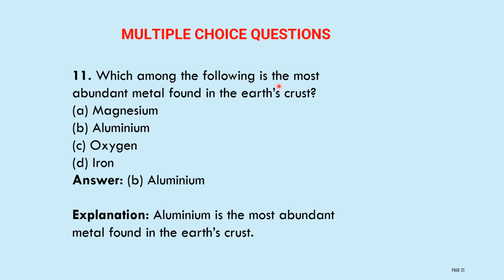Which among the following is the most abundant metal found in the earth crust? Option A, magnesium. Option B, aluminium. Option C, oxygen. Option D, iron. Answer B, aluminium. Aluminium is the most abundant metal found in the earth crust. Most abundant means aluminium exists more in the earth crust compared to the remaining metals.